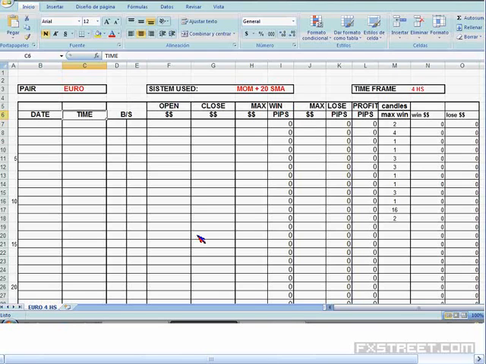is to start saying which day and at which time the pair gave me a signal, if it was buying or selling, where I should open my trade, where I should close it, okay, the maximum winning spread in pips I get from that signal, the maximum loss or drawdown the signal has, okay, and the final profit or loss I have from the trade, okay?